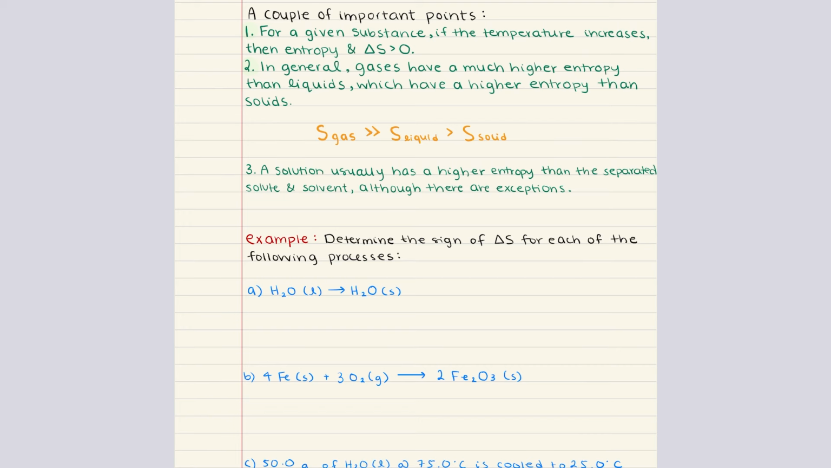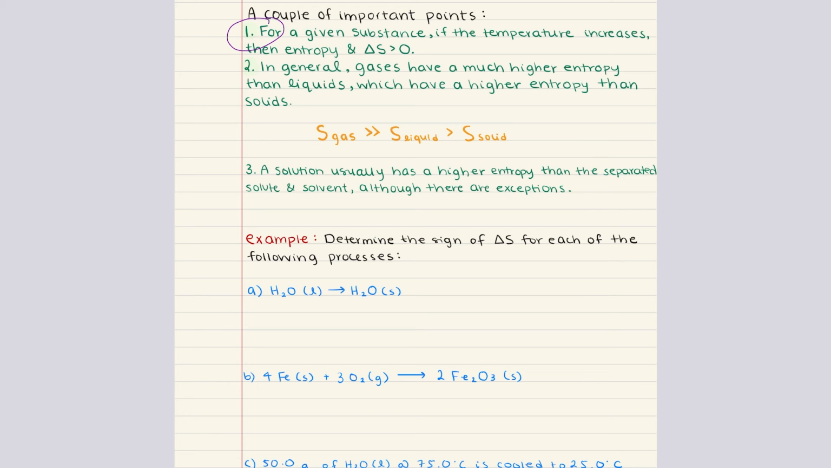The first point I want to make deals with temperature dependence. For any given substance, increasing the temperature increases the number of accessible microstates, because particles gain energy and can now occupy a wider range of positions and energy levels. So in short, entropy generally increases with temperature.